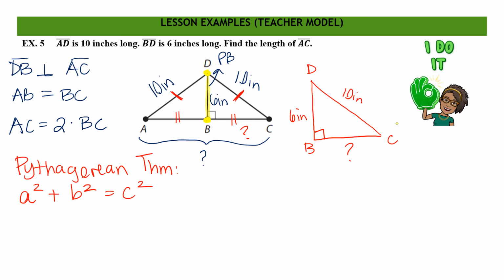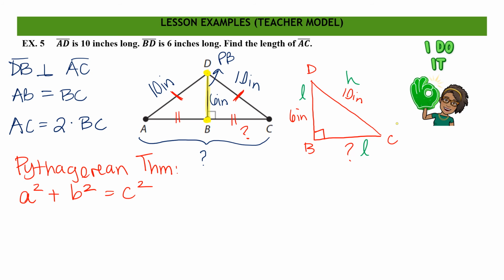So let's go ahead and label our triangle. BD, which is 6 inches, is a leg. And then B to C is a leg. And then C to D is my hypotenuse. So essentially we have one of the legs and the hypotenuse.